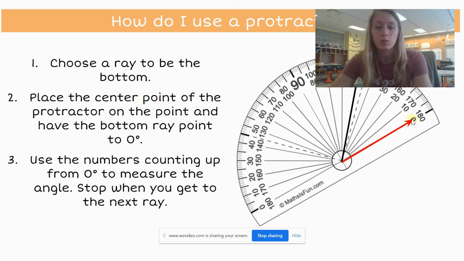Then, step 3, we use the numbers to count up from 0. Remember the rule, always start with the number 0 and count up. We never start with the big number and count down.